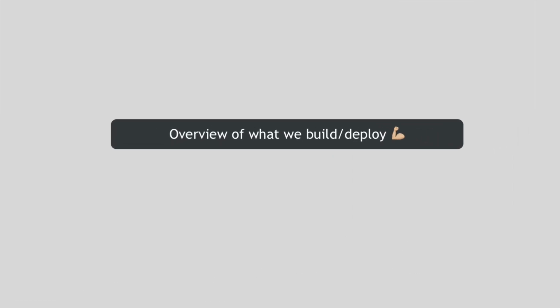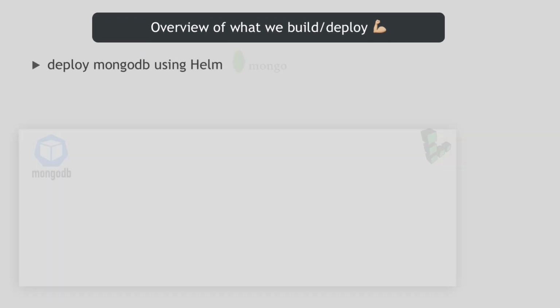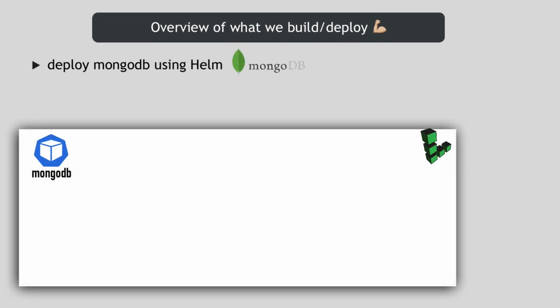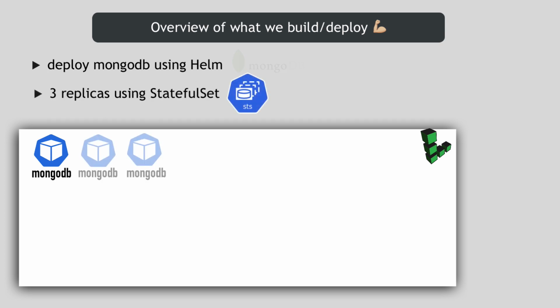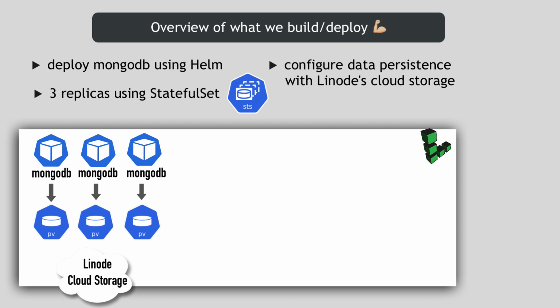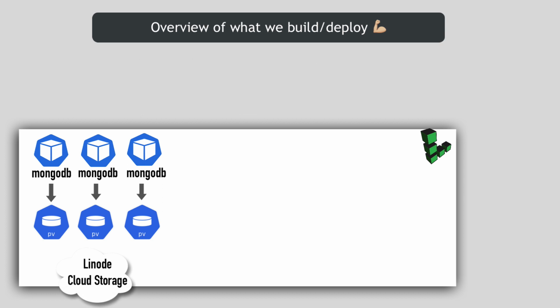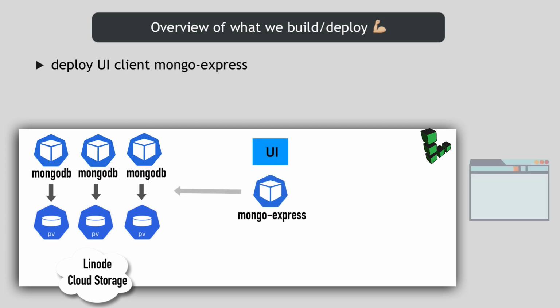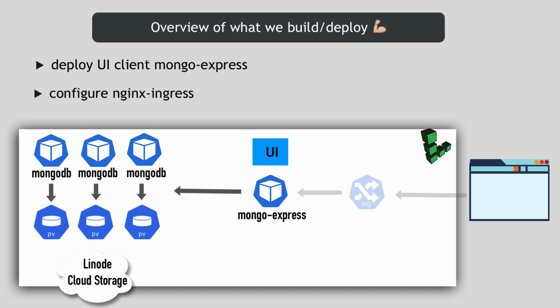To give you a more detailed overview, first we will deploy MongoDB in a Linode cluster using Helm. We will create a replicated MongoDB using StatefulSet, and we will also configure data persistence for the MongoDB database using Linode's cloud storage. We will then deploy a UI client, MongoExpress, for the MongoDB database in order to access it from the browser. And for this client, we will configure Nginx Ingress.